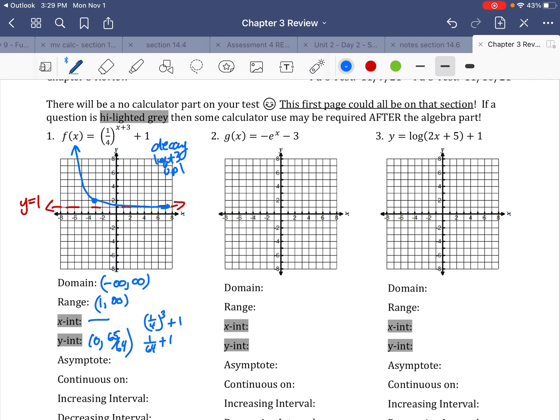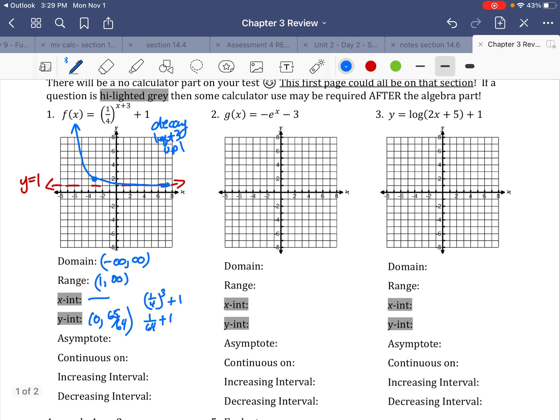All right, so here we go. Asymptote. Oh, I did have a spot for the asymptote there. So the asymptote is at y equals 1. It's continuous everywhere. There are no x values where it's not continuous, so it's continuous from negative infinity to infinity. This graph right here is decreasing. Because it's decay, it's not increasing at all, it's decreasing everywhere.